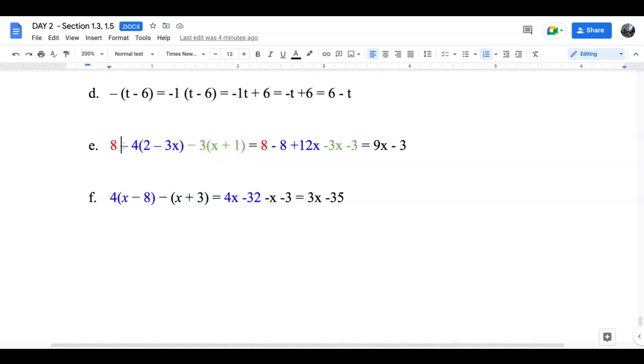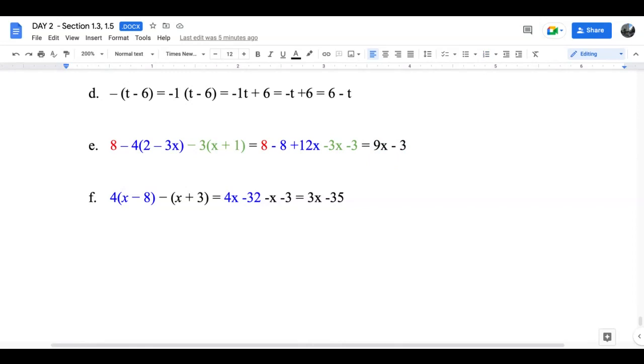So what do we do? We distribute -4 into 2 and -3x. So -4 times 2, that's -8. -4 times -3x becomes positive 12x. -3 times x, -3x. -3 times 1, that becomes -3. Now we can combine like terms. 12x minus 3x, that's 9x. Well, a minus a is 0, then we have -3 here. So that becomes 9x minus 3.